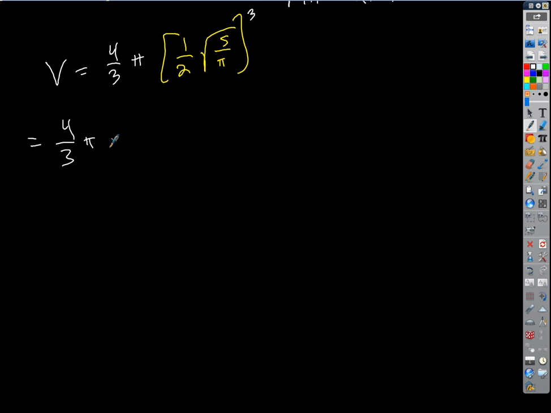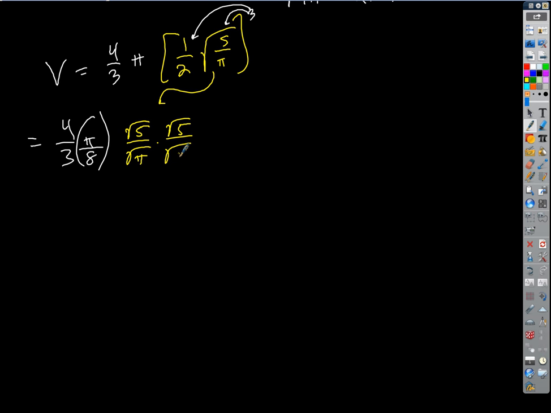4/3 pi times, well, I could distribute the 3. One thing I could do is distribute it to the 1/2 and then distribute it to the square root, right? So what is 1/2 cubed? 1/8. So let's just put the 8 on the bottom right there, right? We can do that. And then all we have left is this part. So I've got the square root of s over the square root of pi times the square root of s.